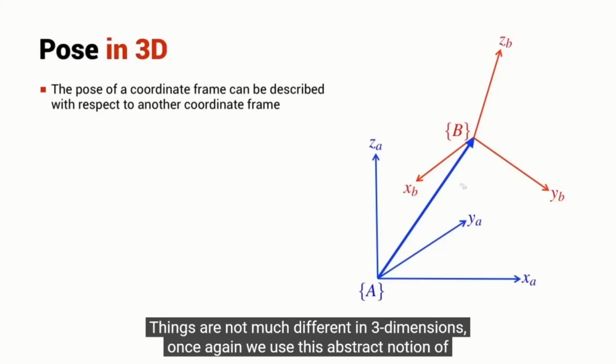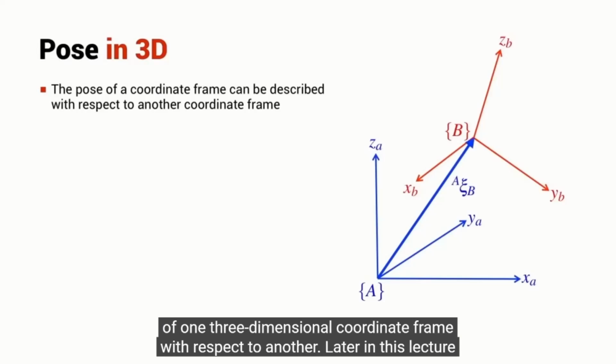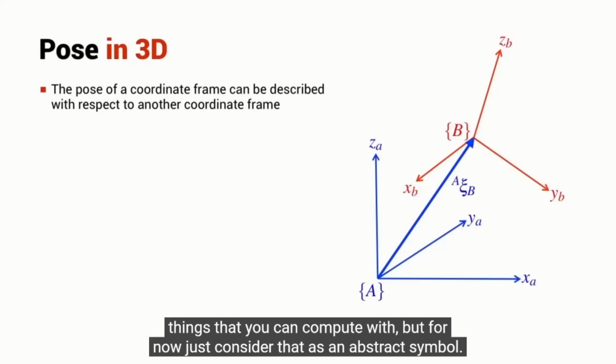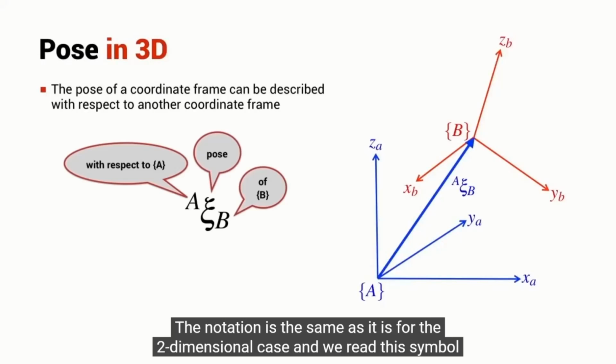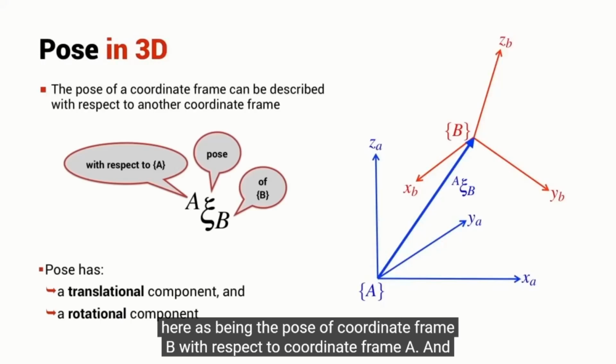Things are not much different in 3 dimensions. Once again, we use this abstract notion of pose represented by the Greek letter psi, and now we represent the translation and orientation of one 3-dimensional coordinate frame with respect to another. Later in this lecture, we'll talk about concrete implementations of psi, what it actually means in terms of things that you can compute with, but for now, just consider it as an abstract symbol. The notation is the same as it is for the 2-dimensional case, and we read this symbol here as being the pose of coordinate frame B with respect to coordinate frame A.